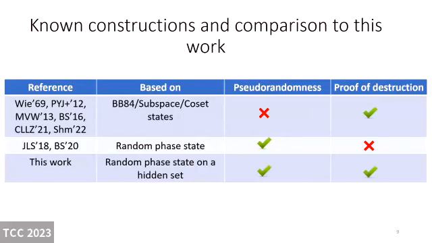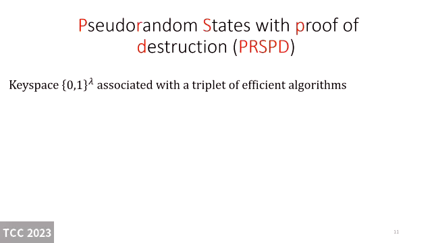Okay, now let's see formally how to combine these two notions. So let's look at the definitions. This combined idea we call pseudo-random states with proof of destruction. So now it becomes PRSPD. My apologies for the long name. Okay, so what's the definition? We have a key space again, but now we have a triplet of efficient algorithms, not just one. The first one is again the generation algorithm that takes a seed K and outputs psi K.